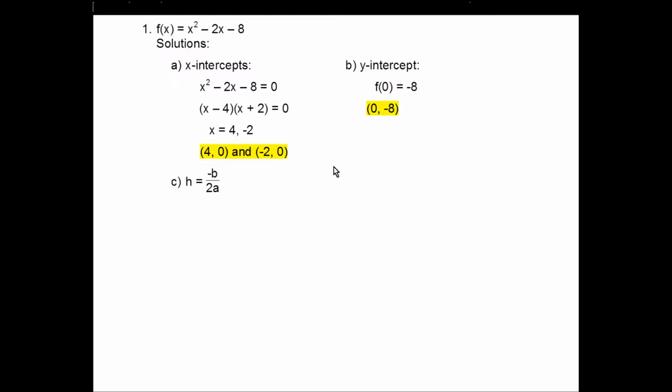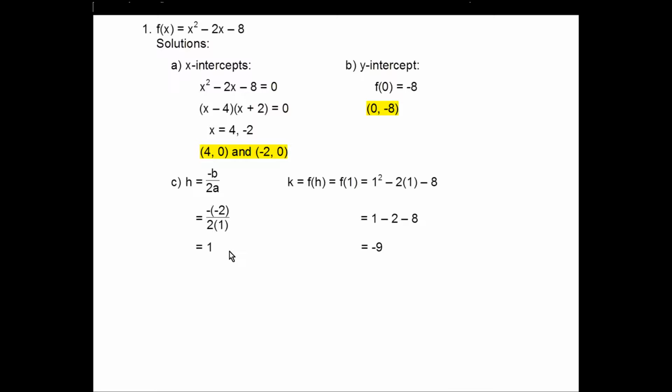For part C, I want to get the standard form. Since I got general form given to me, my h is negative b over 2a. Remember, this is a, b, c. So I'm going to have negative 2 over 2 times 1, which works out to be 1. So there's h. h is 1. Remember, k is f of h. So k is going to be f of 1. So I'm going to have 1 squared minus 2 times 1 minus 8. I get 1 minus 2 minus 8, which crunches out to be negative 9.